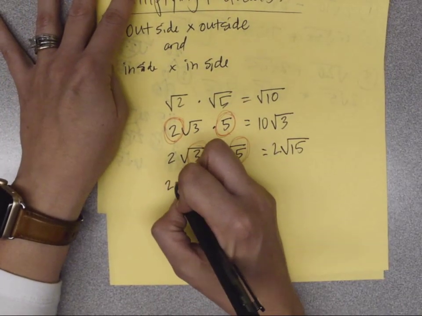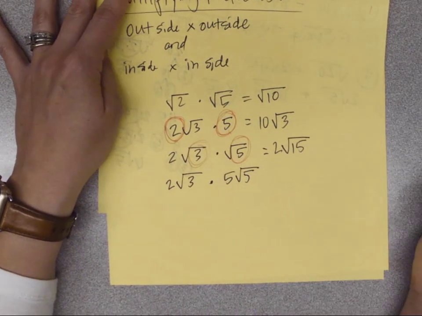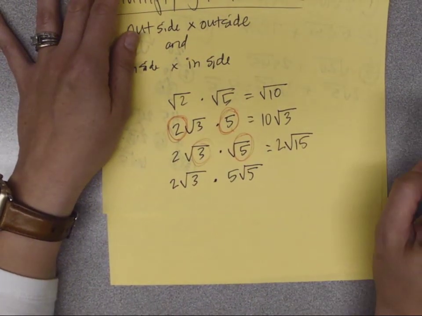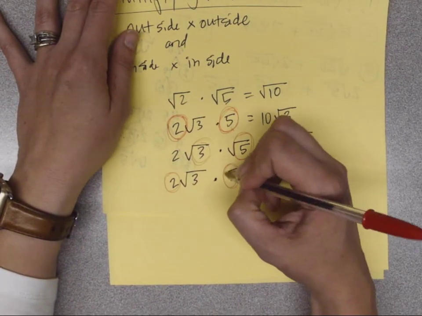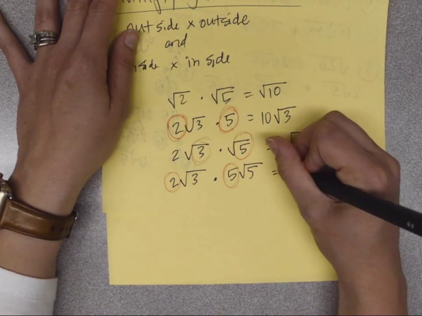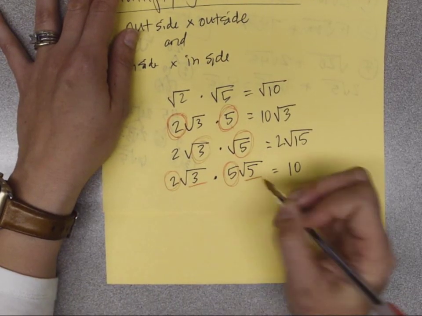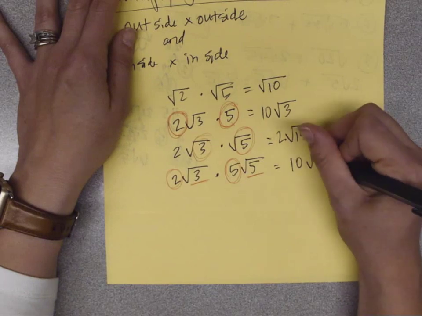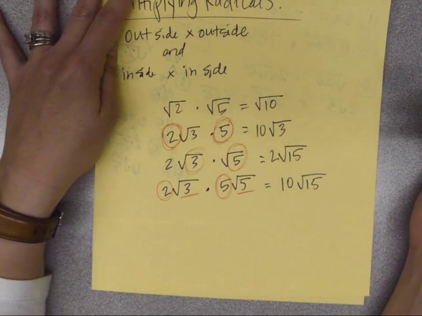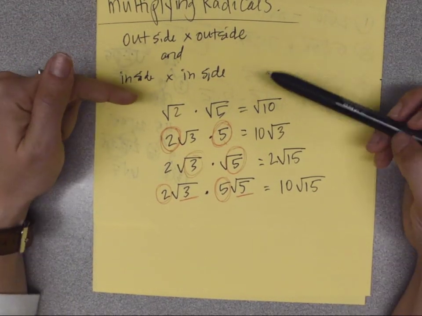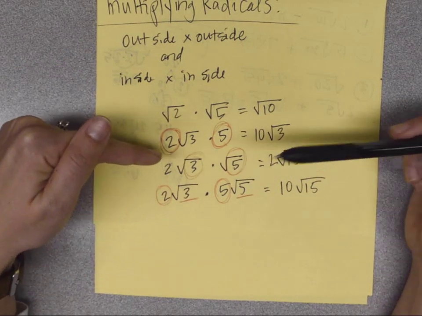If I had 2 times the square root of 3 times 5 times the square root of 5, in this case, I multiply both outside numbers together and both inside numbers together. So the outside numbers, 2 times 5, gives you 10. The inside numbers, 3 times 5, gives me the square root of 15. Okay, so I hope that helps explain the outside numbers together. You do outside times outside, inside times inside. You never do an outside times an inside.